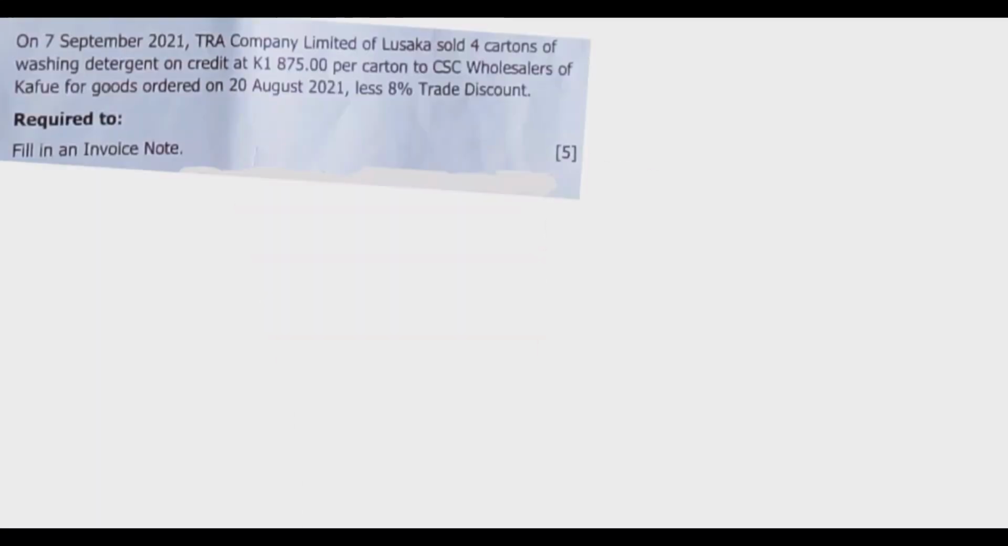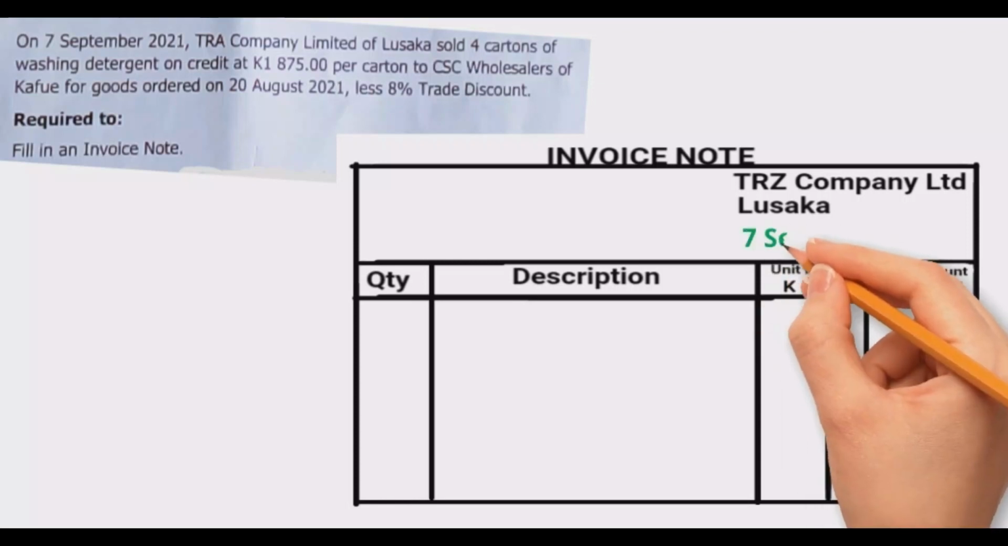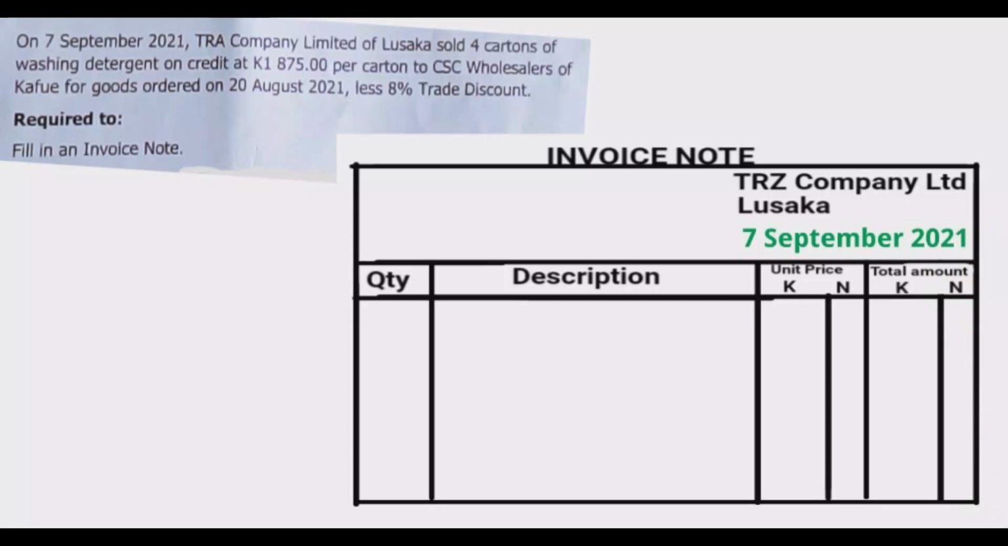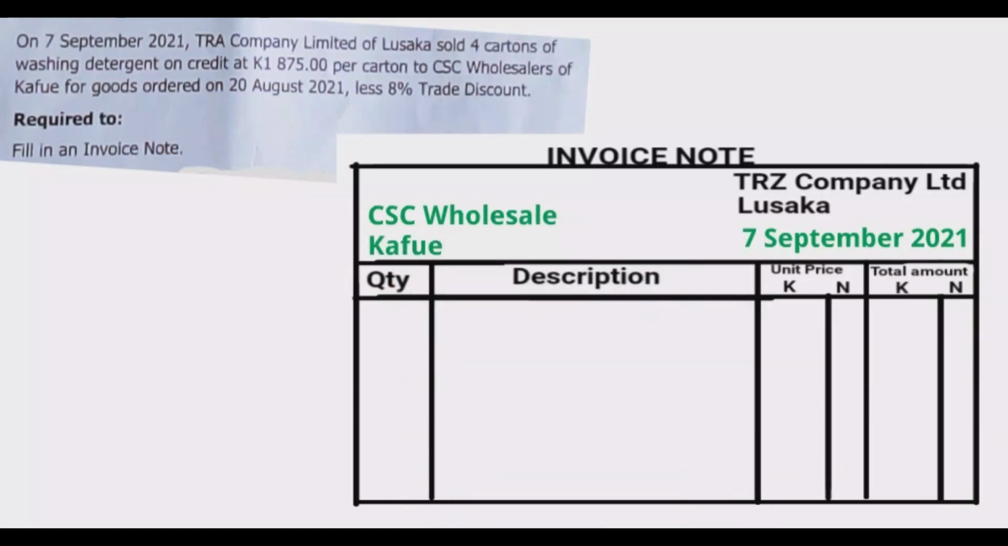So here is the invoice note. So we can see that on the invoice note, there is the name of the company where this invoice note belongs to, and that's the invoice note that will be written to CSC wholesalers. So first, let's write the date here. Okay, so we are going to write 7 September 2021, then CSC wholesale here on the left side, and then down here we write where it is found.